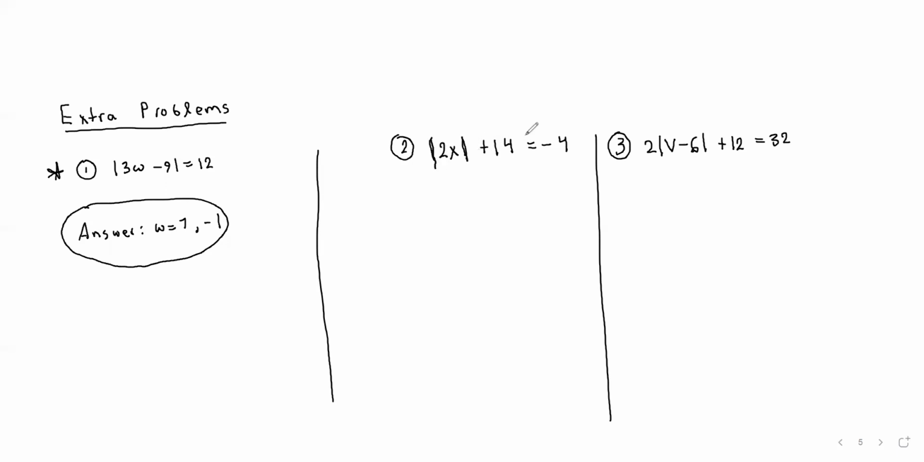And I chose 2 extra problems you can practice if you'd like. Problem 2 is to solve for x: the absolute value of 2x plus 14 equals minus 4. And problem 3 is to solve for v: 2 times the absolute value of v minus 6, plus 12, is equal to 32. So you can go ahead and work on these. If you get stuck on problems 2 and 3, you can continue watching the video and check your answer with mine, because I'm going to go through the solutions to these.